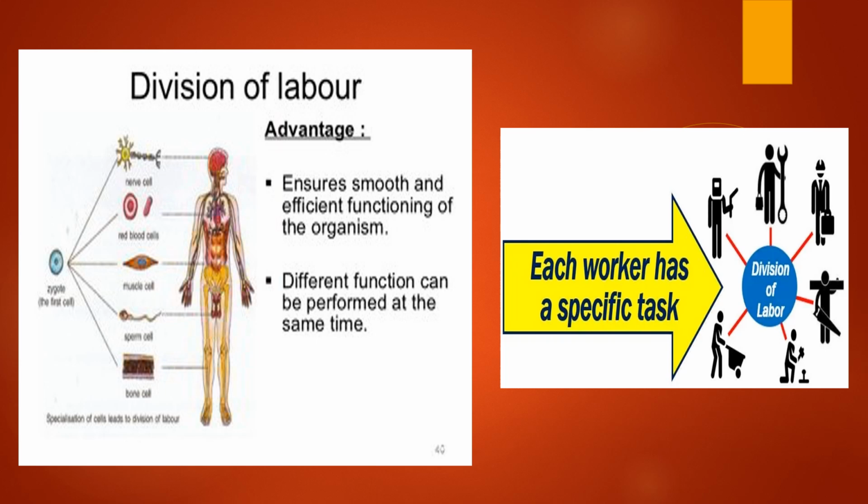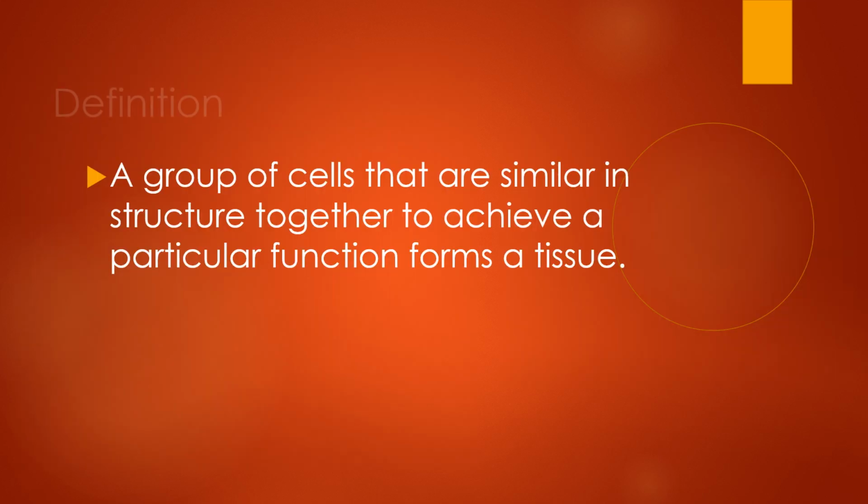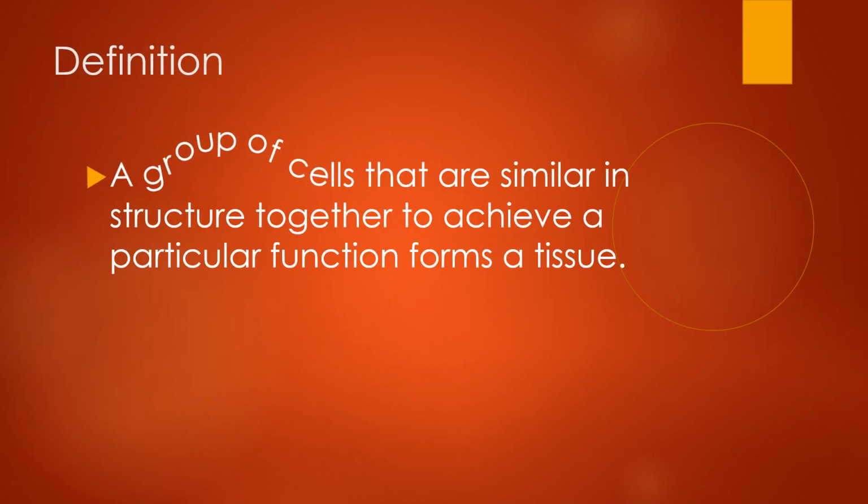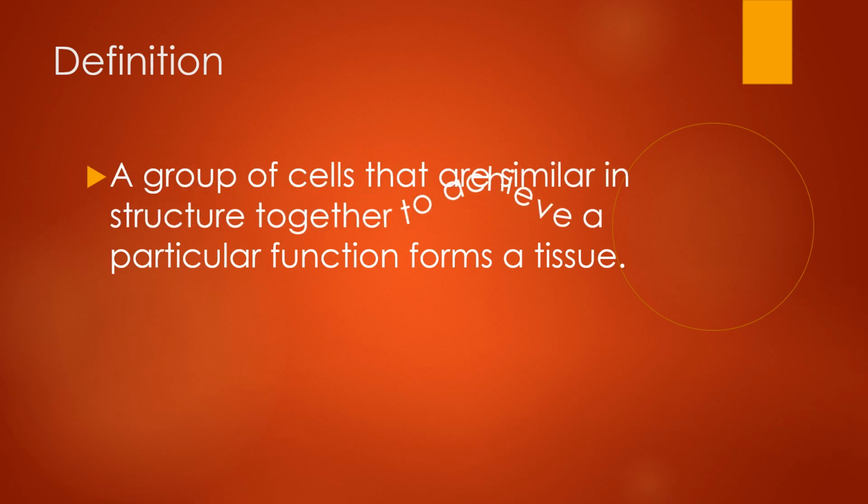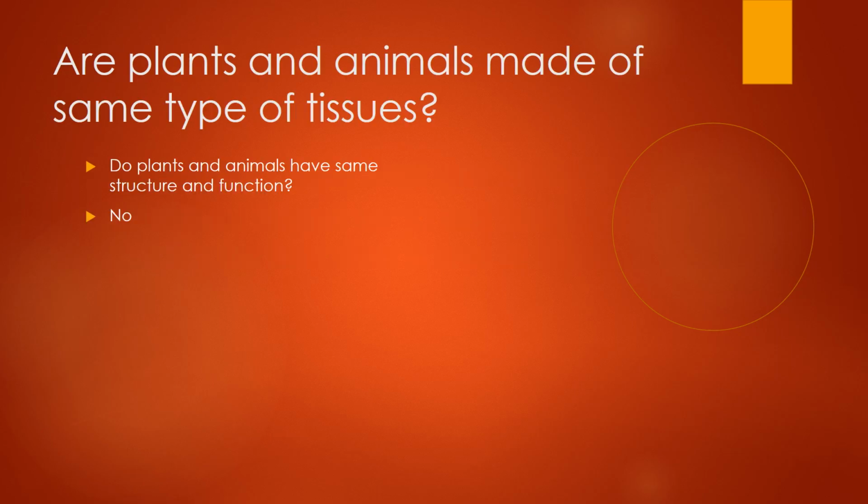So now let's see the definition of tissue. A group of cells that are similar in structure and work together to achieve a particular function forms a tissue. This is the definition of tissue. After learning the definition of tissue, the next question is: are plants and animals made up of the same type of tissues? Before answering this question, there is another one.